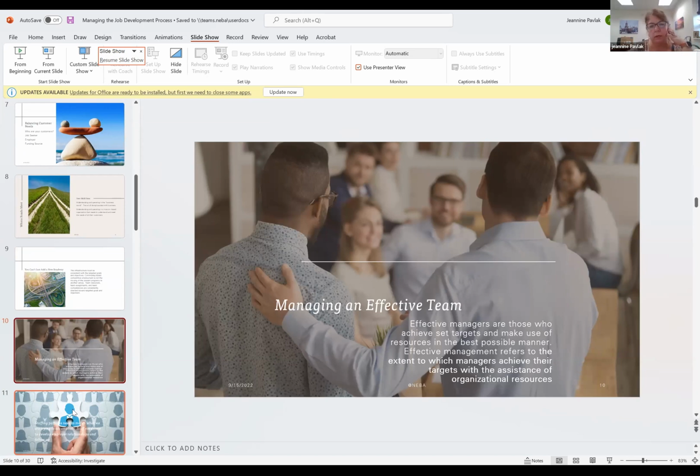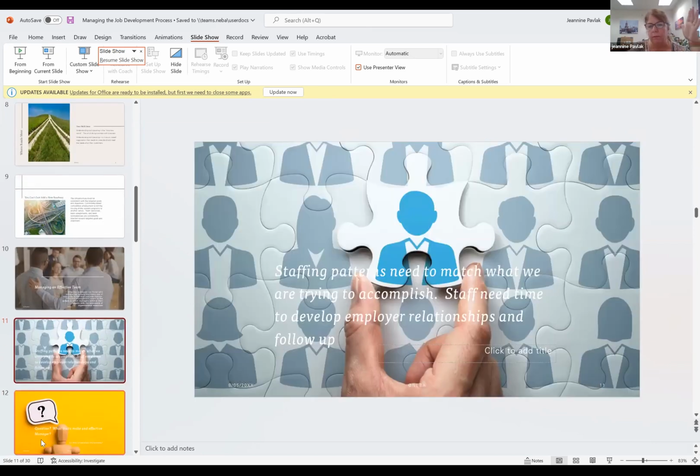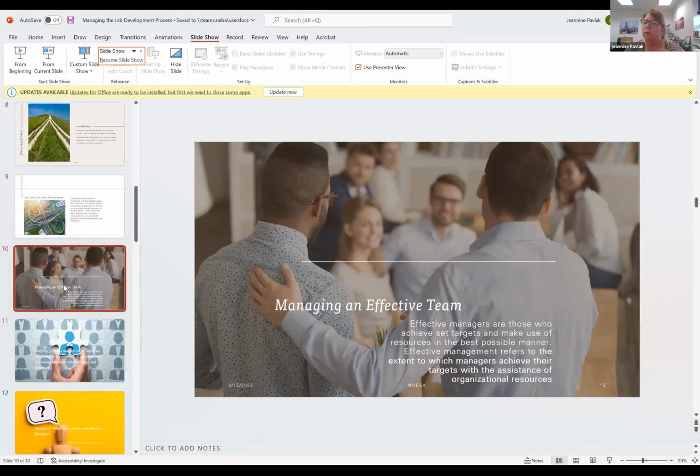Actually, I have a question. Going back, what makes a high-quality manager? Are there certain traits that you look for in supervisors or managers?